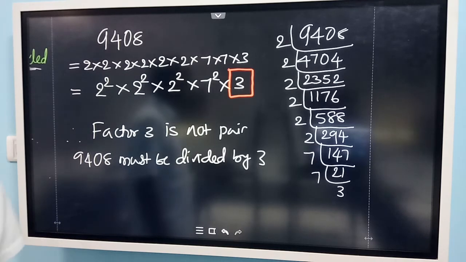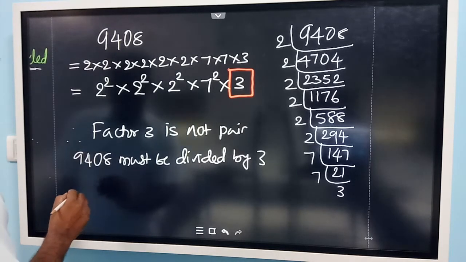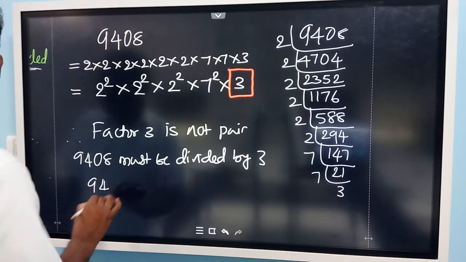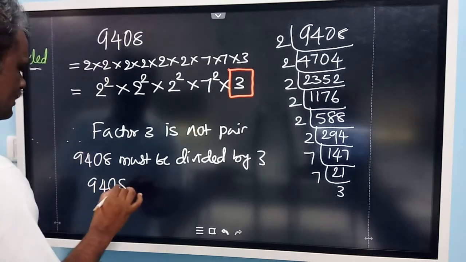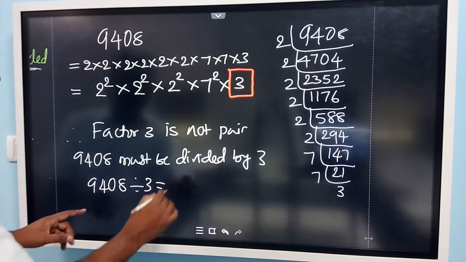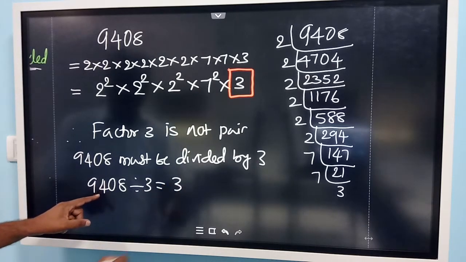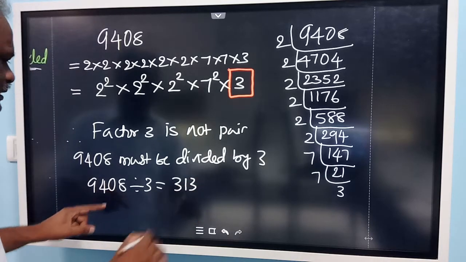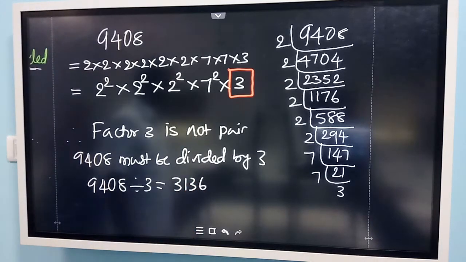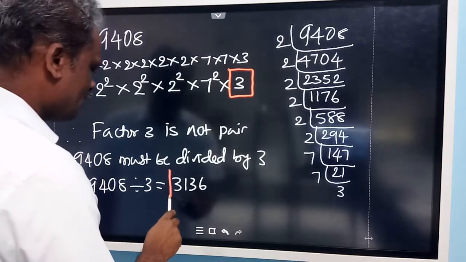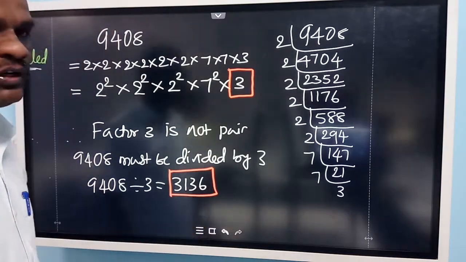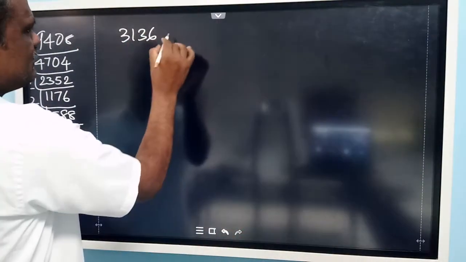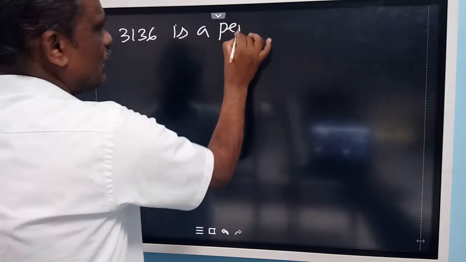So what happens once you divide 9408 by 3? 3 3s are 9, 3 1s are 3, then 3 3s are 9, 3 6s are 18. 3136 is the number you will get. This is a square number, it must be a perfect square number. 3136 is a perfect square number.